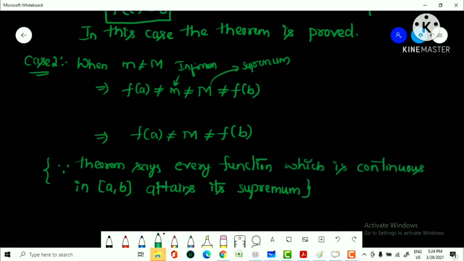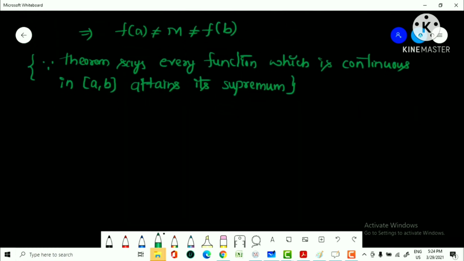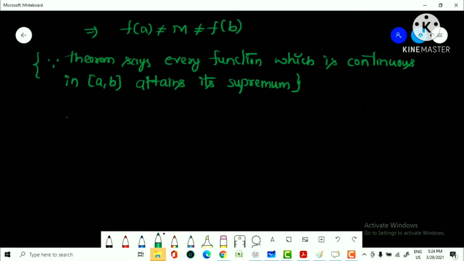That is, there exists one value c belonging to a comma b such that at that point the function value will become the maximum or the supremum value.